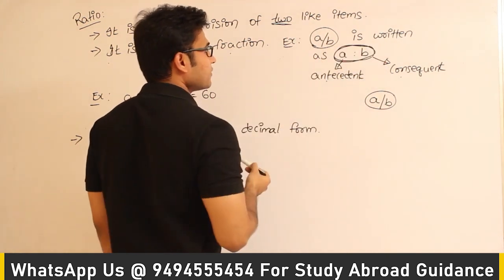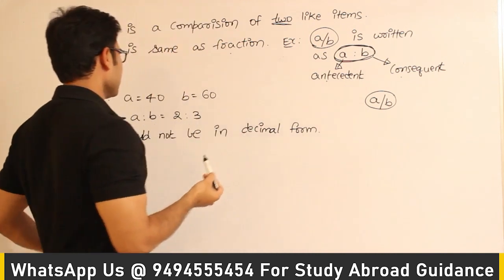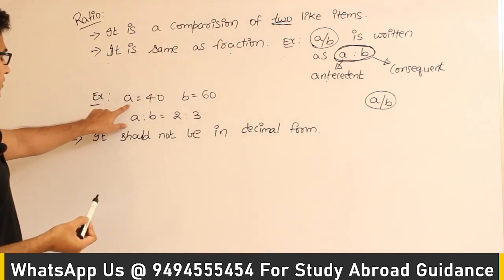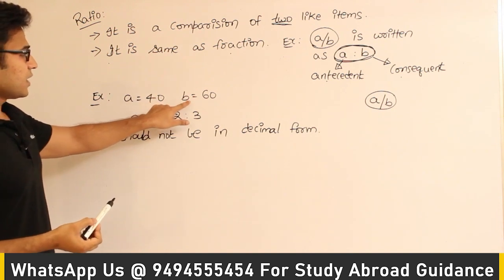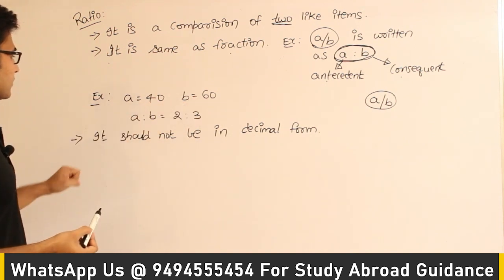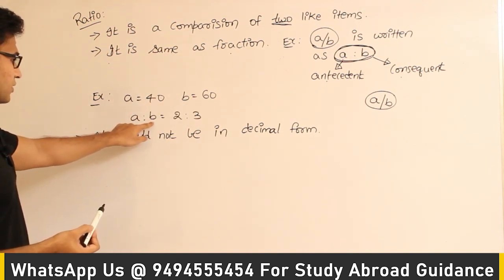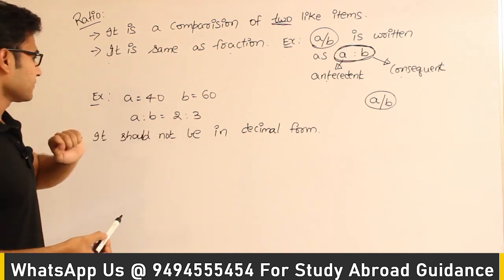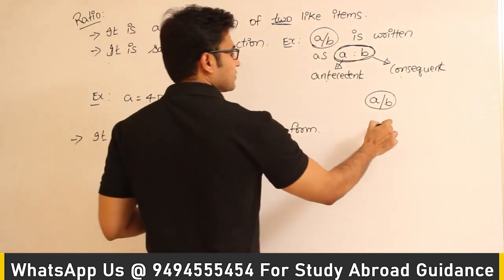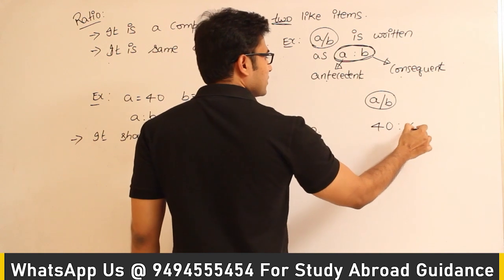There is an inner meaning, a reason behind why we write like this. I'll tell you the meaning here. Let us take an example. Let us say a equal to 40 and b equal to 60. Now if I find out a is to b, we write it as 2 is to 3, right? See this, 40 and 60.